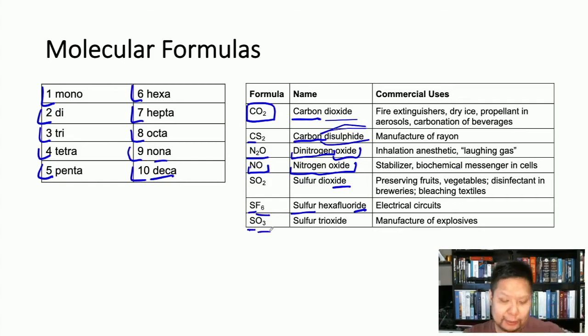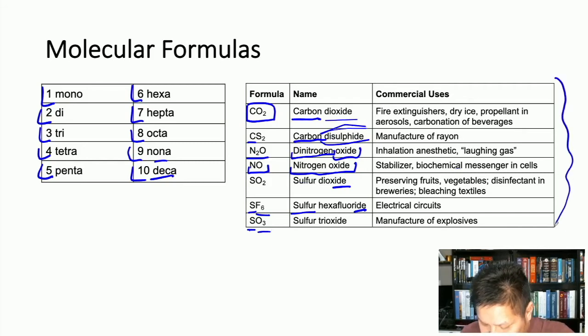So the nonmetals or the molecular formulas are much more simple to name. They'll get a little more complicated later on when we talk about organic formulas and compounds, but for now, that's all you really need to know. And then these are just common commercial uses for each one of these compounds. You can look at those later.